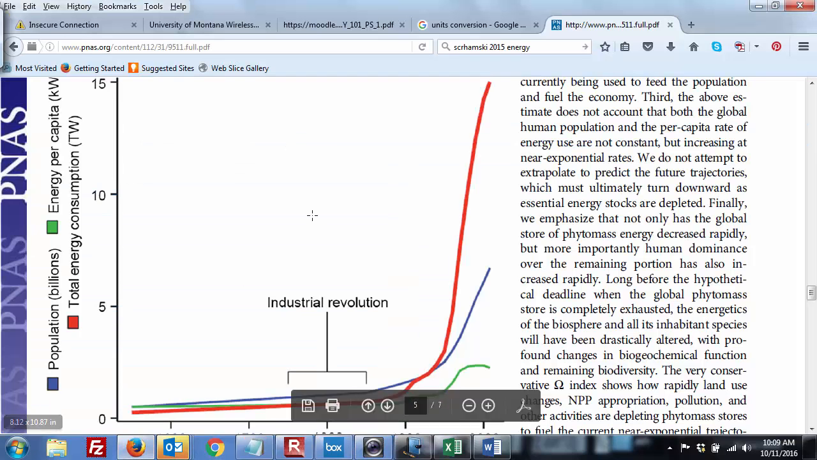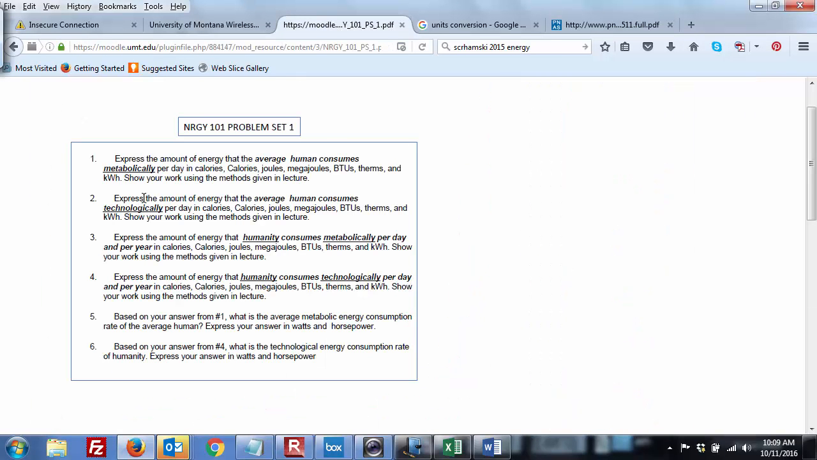Problem 1 is about your metabolic energy. It's what you eat on a daily basis, and problem 2 is what you consume technologically: keeping the house warm, the lights on, the car fueled, computer charged, cell phone charged. To make these questions more specific to us than the average human, or do the average? Do the average human. Yeah.